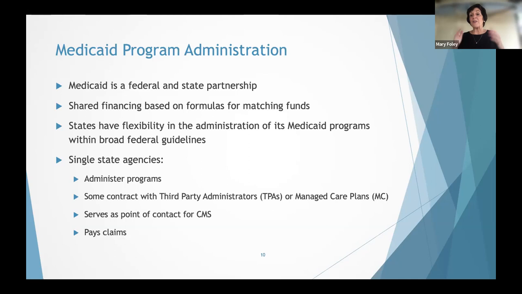Now, keep in mind that all Medicaid comes from federal law. The federal law provides that basis, that foundation, but how it's actually administered goes into state law, and then the state determines how that's going to happen. So the states will administer the programs. Some will contract with third-party administrators, you've heard of them, or what we call now managed care plans. There's a difference between them, and we're going to talk a little bit about what that is. It serves as a contact point for states and for CMS. They also pay the claims.